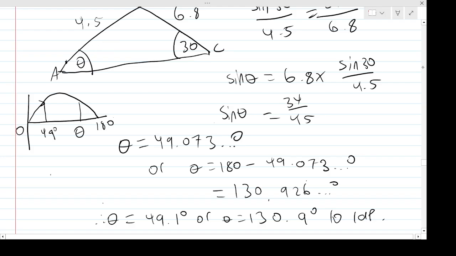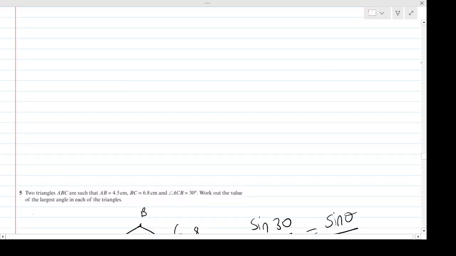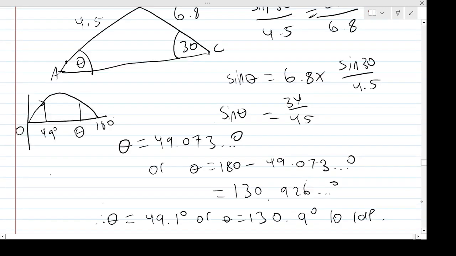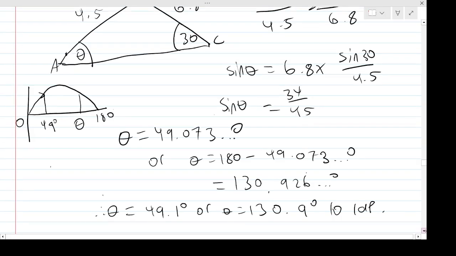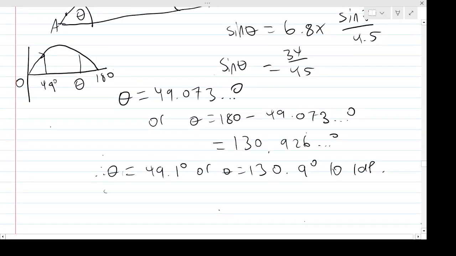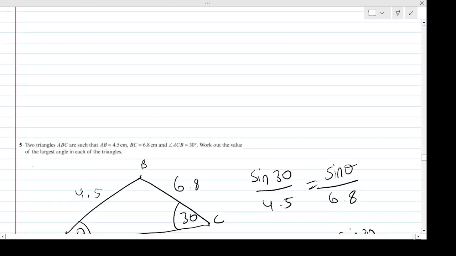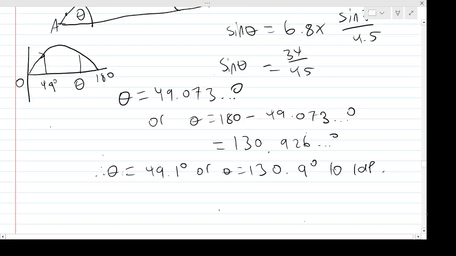Right, but what it's told me is not to work out that angle particularly. It's asking to work out the largest angle in each of the triangles. Okay, so now you probably think, there's two triangles? How does that make sense? It's because we've got two angles, so these will produce basically two different triangles. Very similar, but it's just the angles will change. So let's take this first solution, theta, 49.1.